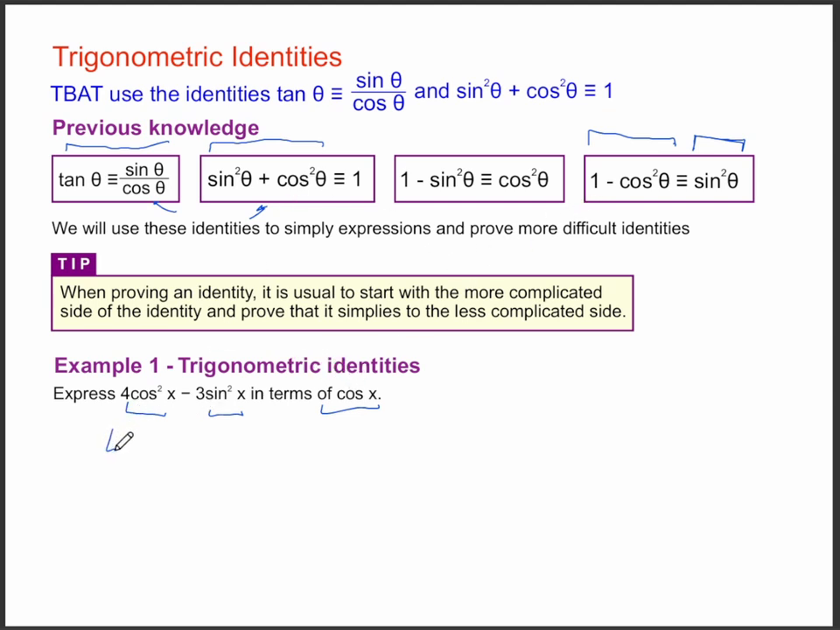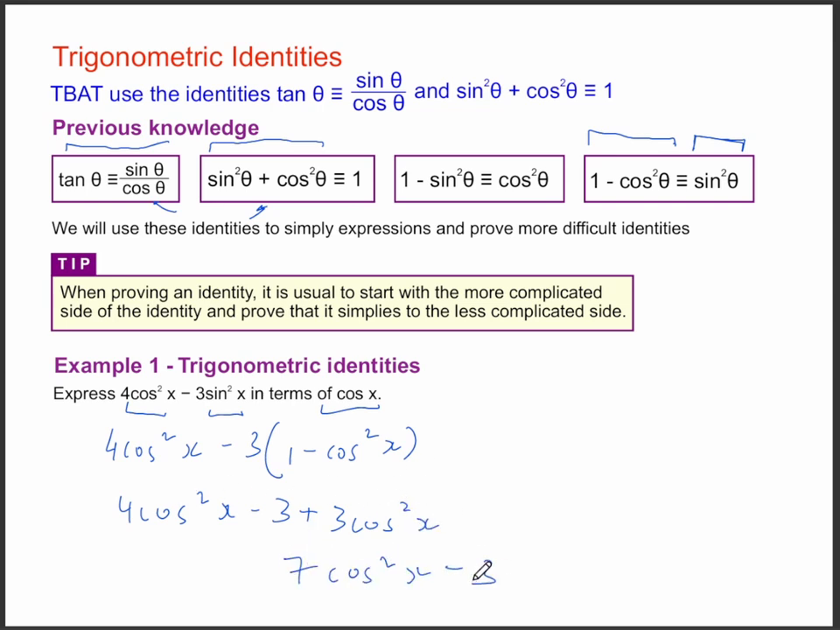So our sine square x, we're going to convert into 1 minus cos square x. We'll rewrite this as 4 cos square x minus 3 times 1 minus cos square x. We can expand this, we get 4 cos square x minus 3 plus 3 cos square x. And this at the end would be just 7 cos square x minus 3.